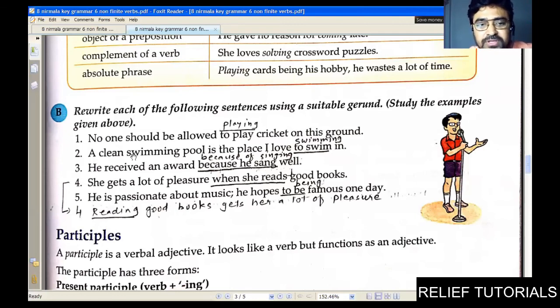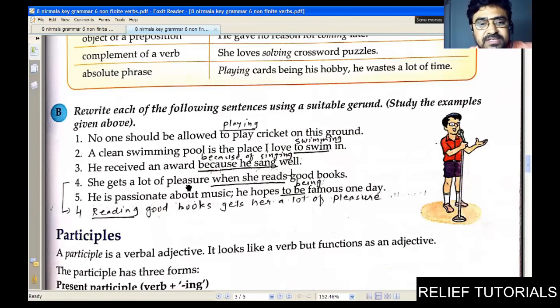A clean swimming pool is the place I love to swim in. So, I love swimming in. I love what? Swimming in is the object. Another example is, swimming in a clean swimming pool is loved by me. Here it is also working as the subject with ing. He received an award because he sang well. He received an award because of singing well, because of followed by singing. So it's an object of the preposition of.